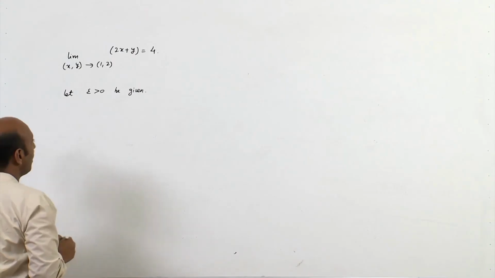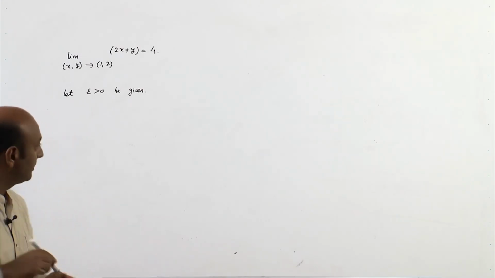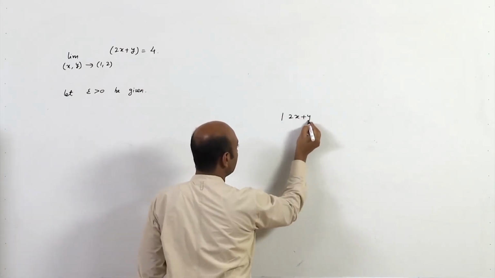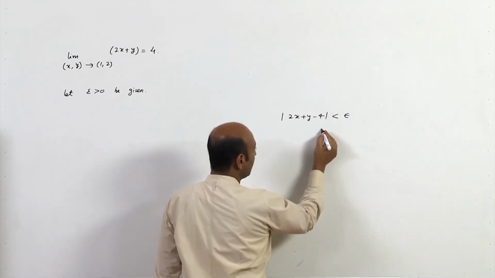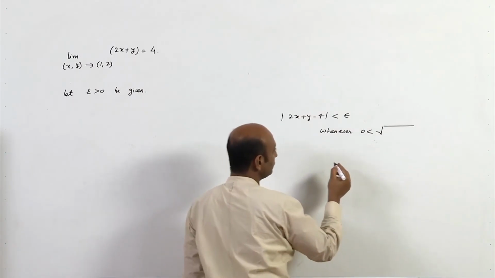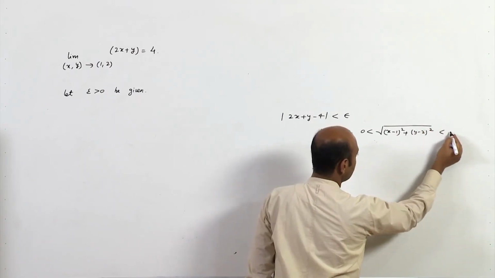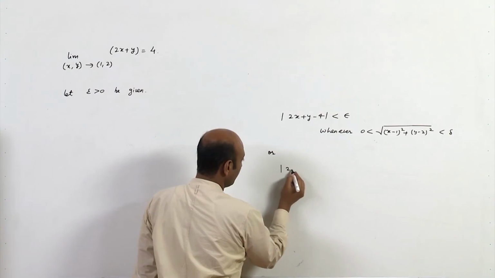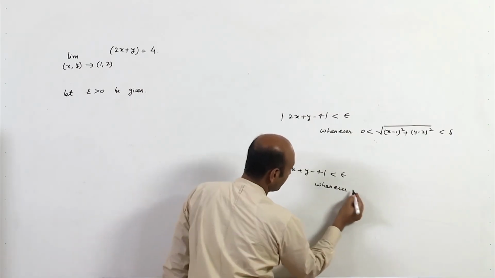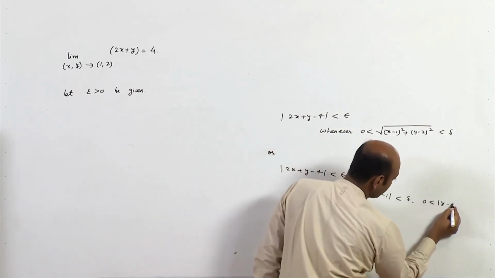Now, again we have to show the existence of a corresponding delta greater than 0 such that |2x + y − 4| < epsilon whenever 0 < √((x − 1)² + (y − 2)²) < delta, or |2x + y − 4| < epsilon whenever 0 < |x − 1| < delta and 0 < |y − 2| < delta.